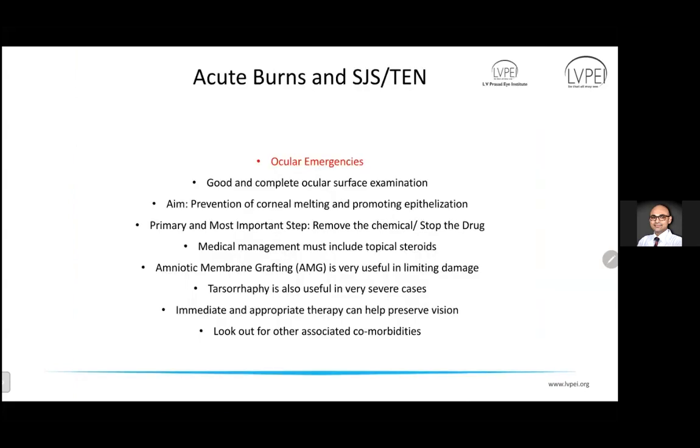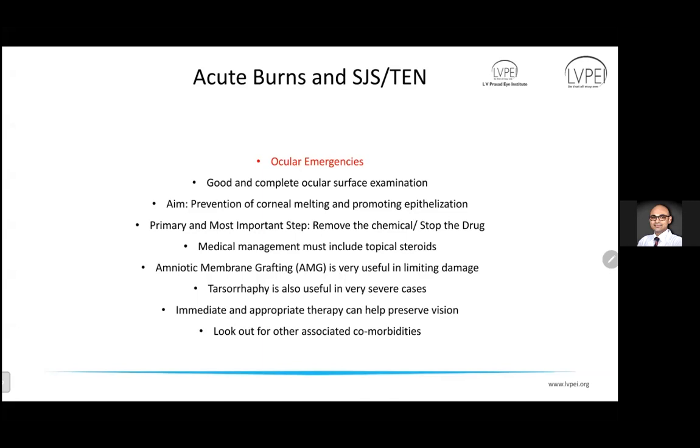So just to conclude, these are acute ocular emergencies, burns and SJS. Make sure that you always do a good, complete examination. Prevention of corneal melting and scarring and promoting epithelialization is your main goal, as we discussed. And the primary and most important step is always for chemical burns, remove the chemical, irrigate, clean the eye. In SJS, the most important thing, if you know which drug, then stop it. And then medical management must include topical steroids. Amniotic membrane is your go-to surgery, but remember that it is not a panacea that you'll throw the amniotic membrane in every case. It is only useful in very severe cases and certain indications which we discussed.